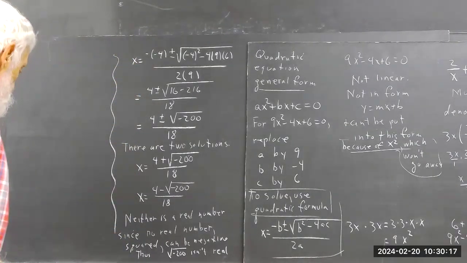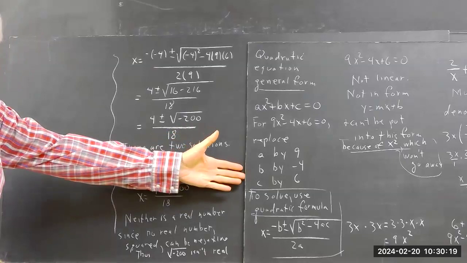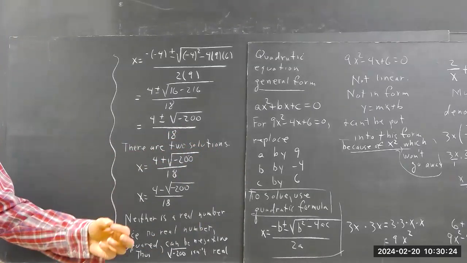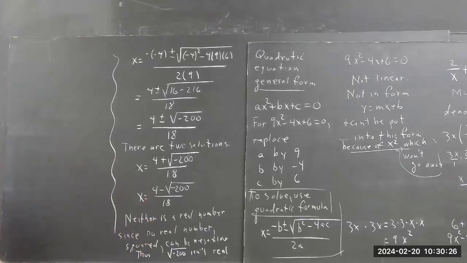Okay, so there's a method. It's universal. It always works for quadratic equations. You tell whether they have real solutions, and if so, what they are. And it also tells you what the complex solutions are.